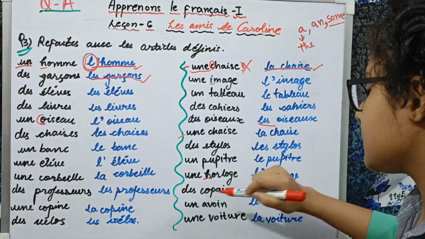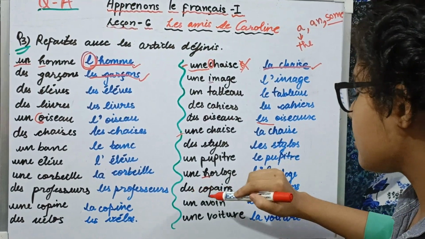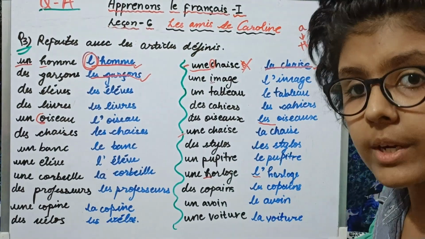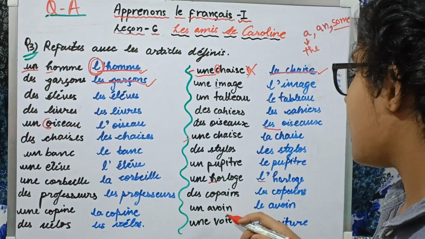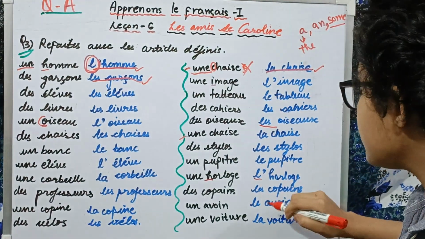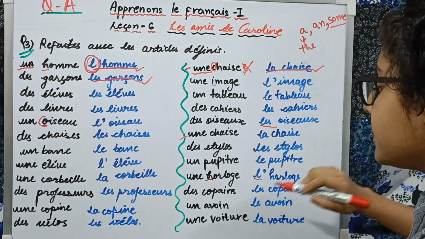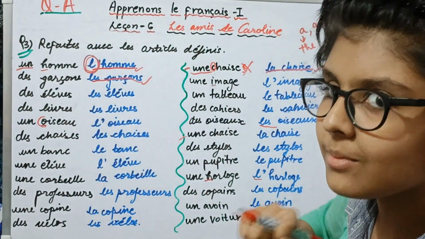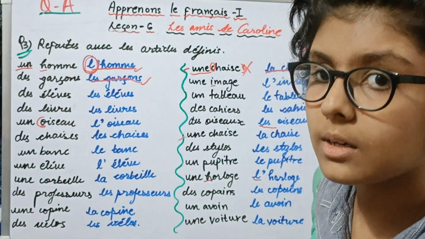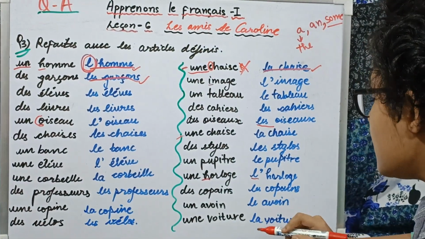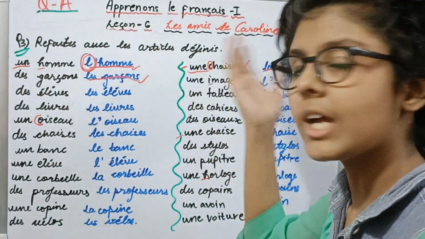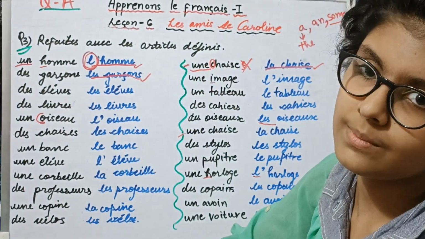Then we have the third last, des copains. Des copains means some friends, that would be transformed into les copains, the friends. Then we have un avion, an airplane, that would be transformed into l'avion, the airplane. The last one here is une voiture. Une voiture means a car, and that would be transformed into la voiture, the car. So here we have completed question number 3, and let us go on to question number 4.